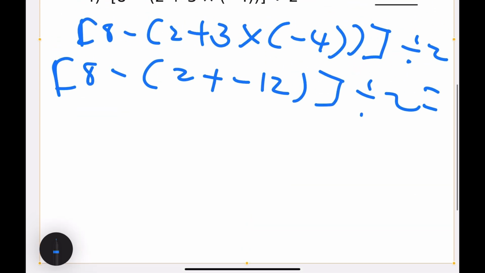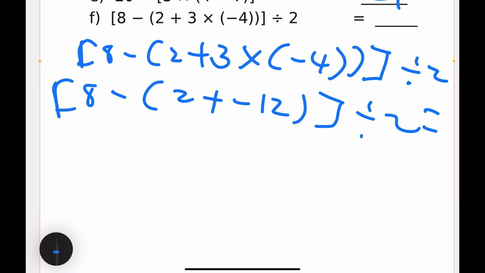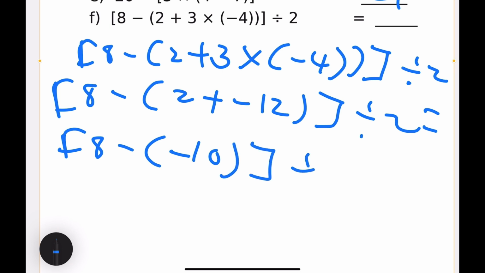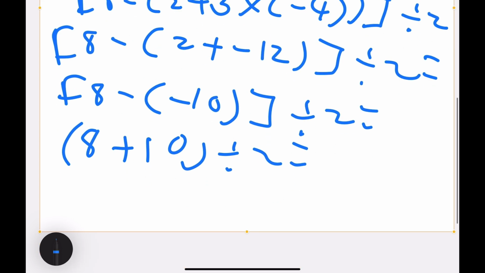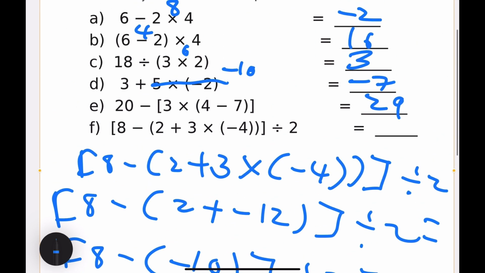So now we can do the 2 minus the 12, because a positive and a negative becomes a negative. So 2 minus 12, that would be minus 10. So now we can do 8 minus minus 10, which becomes 8 plus 10. And 8 plus 10, that is 18. So now we can do 18 divided by 2, which is 9. So the final answer would be 9.